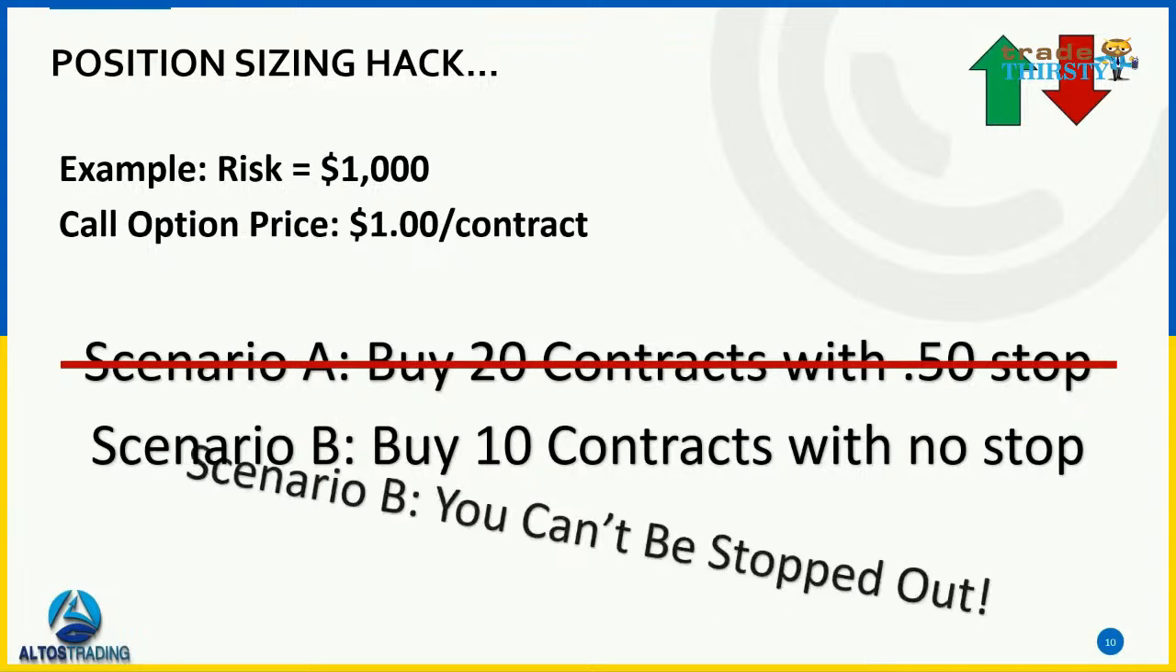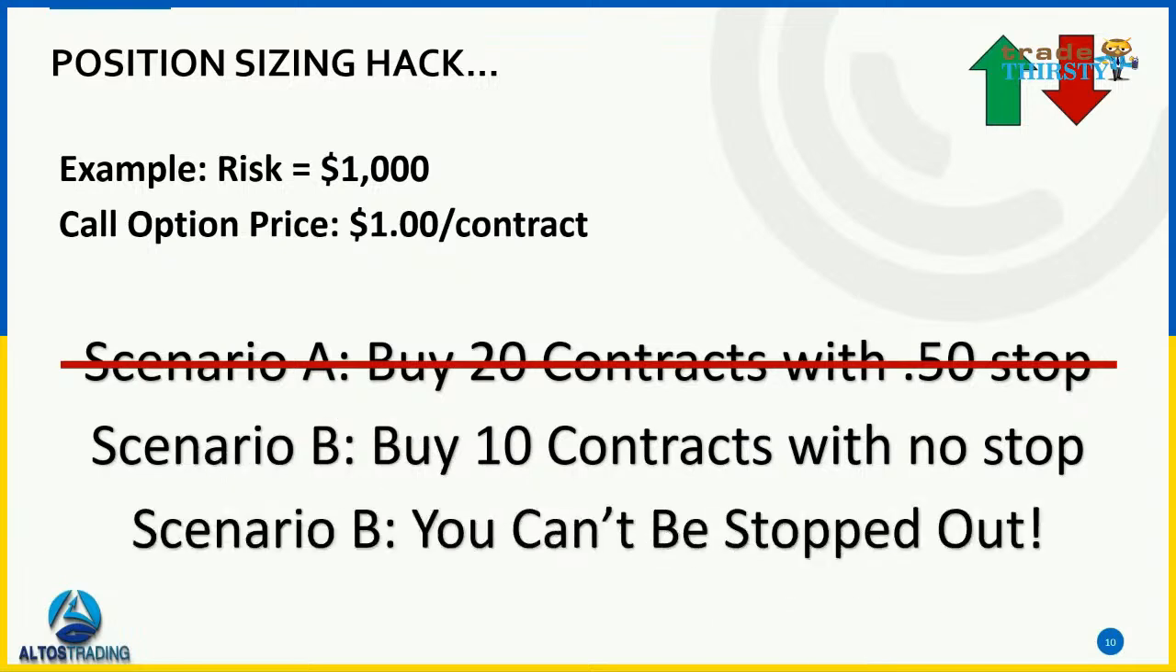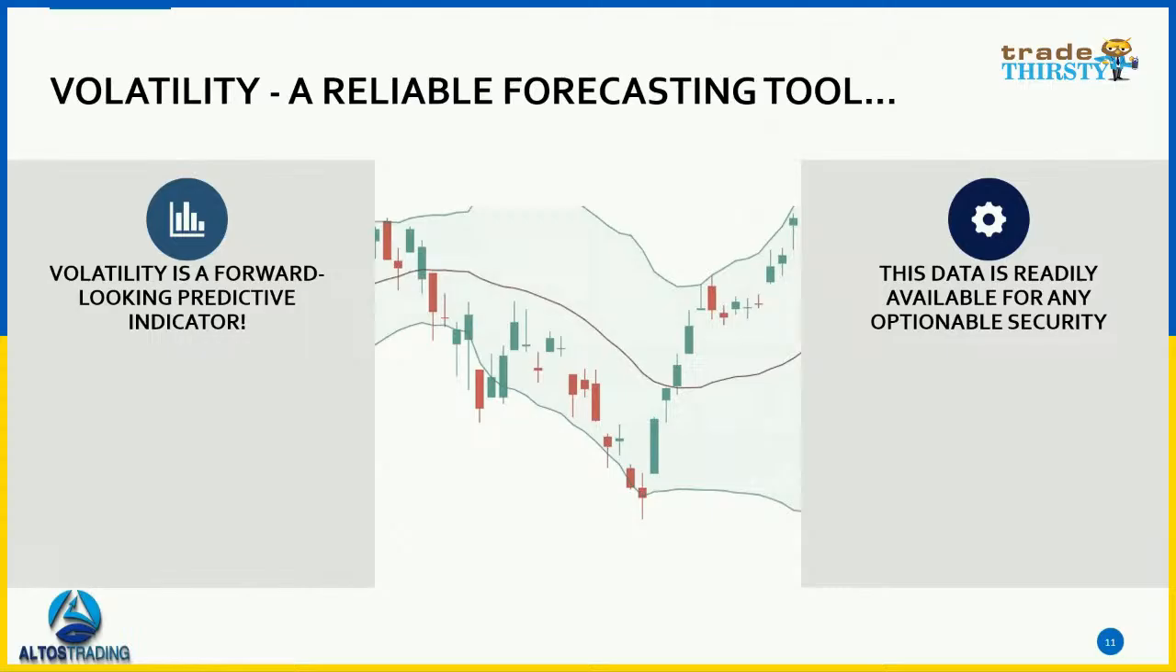Okay, so we always want to size for 0 in our options trades because that way we can't be stopped out, and it gives the trade more room to run and work out. So that's the position sizing hack. Now let's start to dive into volatility.